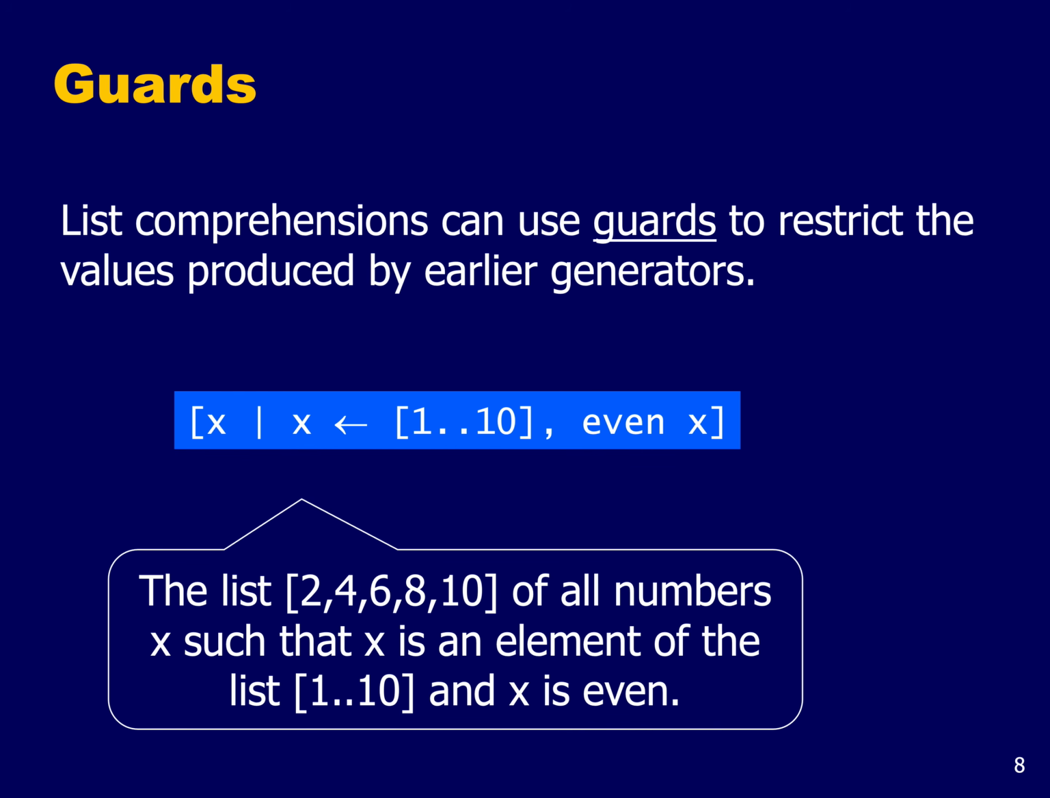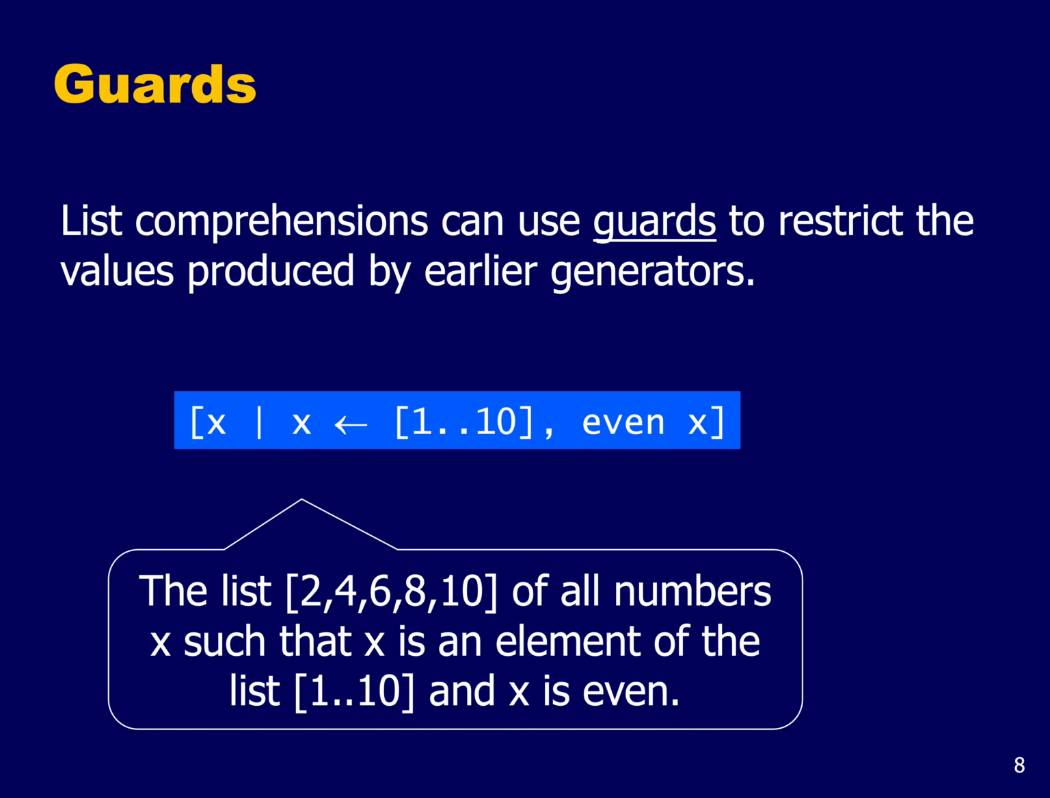So here's a really simple example of this. We're forming the list of all values x such that x comes from the list 1 to 10. So that's a generator. And then we have a comma, and then we have the guard, even x. So even is a library function that simply takes an integer as a parameter and returns true if it's even and false if it's not. So what we're going to get back this time is the list 2, 4, 6, 8, 10 of all the numbers x, such that x is an element of the list 1 to 10 and x is even. So the guard is kind of filtering out or removing elements which are not even.